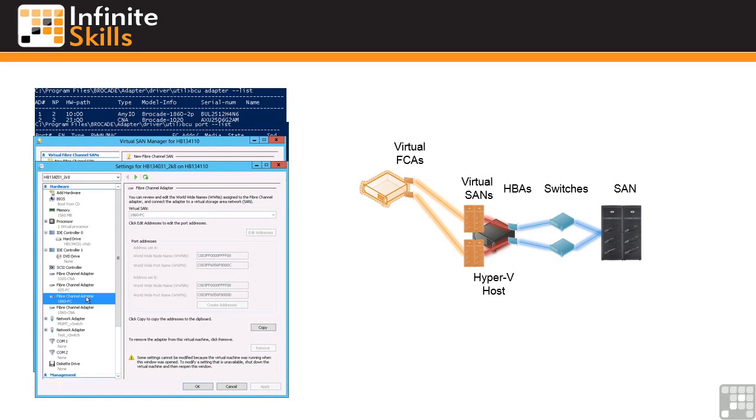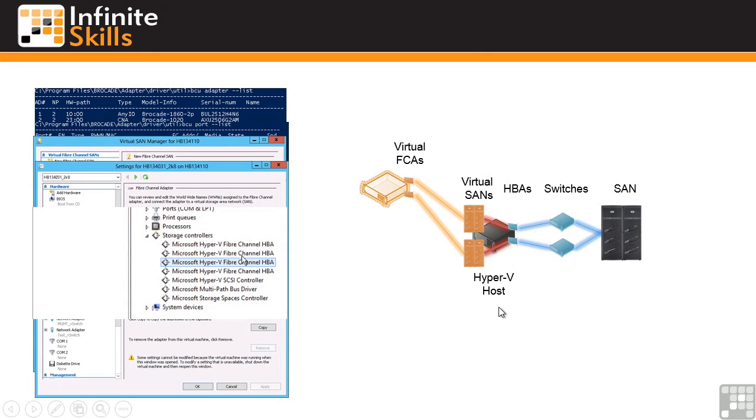Also note that it is the virtual machine's virtual fibre channel adapters that have the worldwide port names that are given permissions to the storage area network. The Hyper-V host itself does not have any direct permission. We have these virtual fibre channel HBAs in the device manager under storage controllers, and we can then map these to many different VMs. And with MPIO, you would then get that high availability from within the virtual machine.